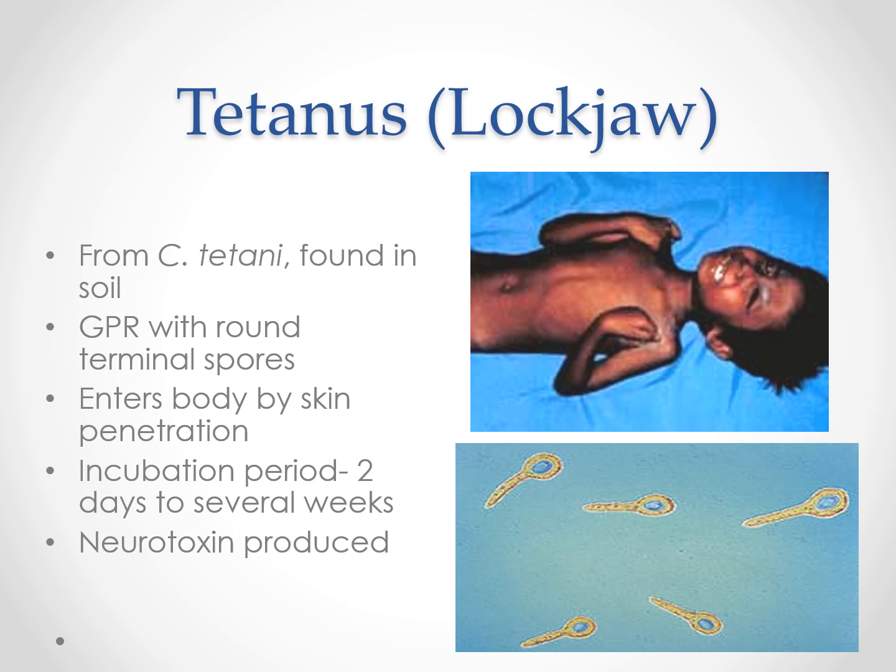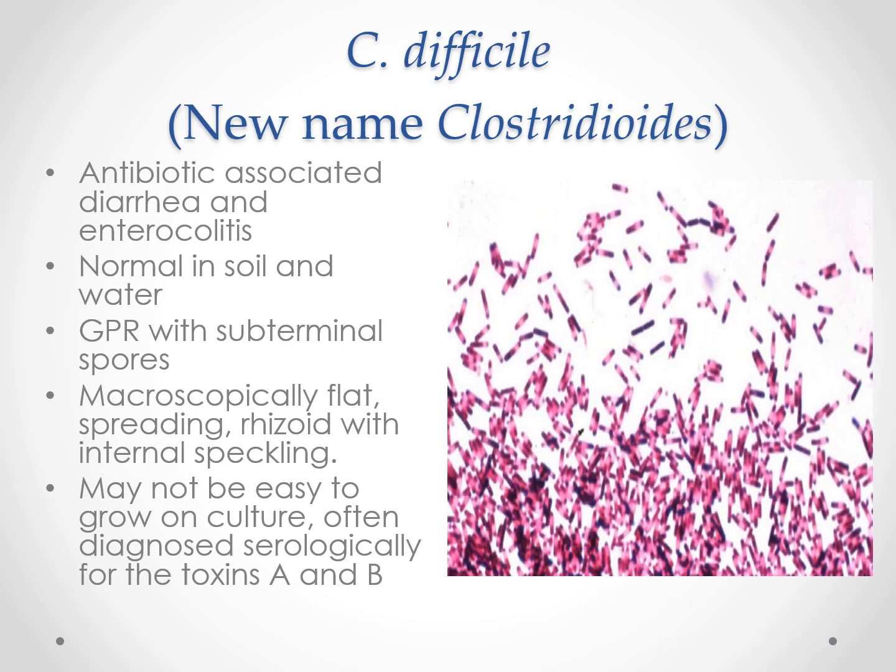The incubation period is about 2 days to several weeks, and it does produce the second most potent neurotoxin, and it can move from the wound to the brain via the bloodstream. This is actually able to be treated with an antitoxin. Then finally, I want to talk about everybody's favorite organism, which is Clostridioides difficile. The old name was Clostridium difficile, but the new name is called Clostridioides.